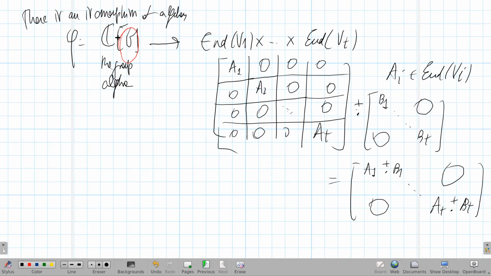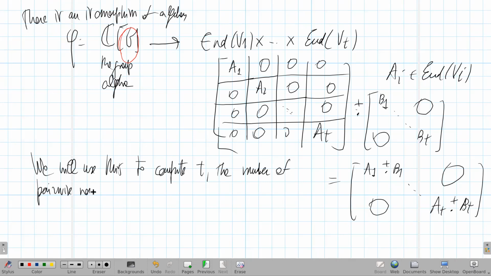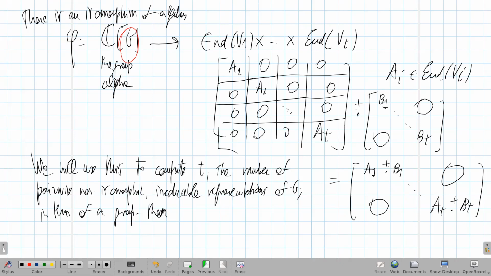Good. So we have this isomorphism, and now we'll use this isomorphism to compute the number T of pairwise non-isomorphic irreducible representations, or irreducible modules, in terms of a group theoretic invariant of G.